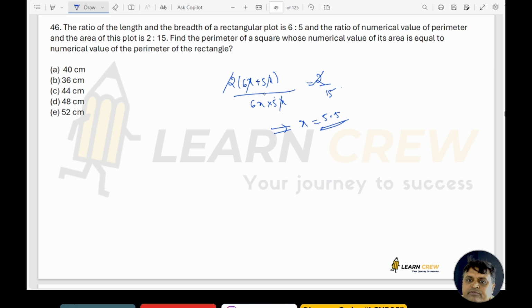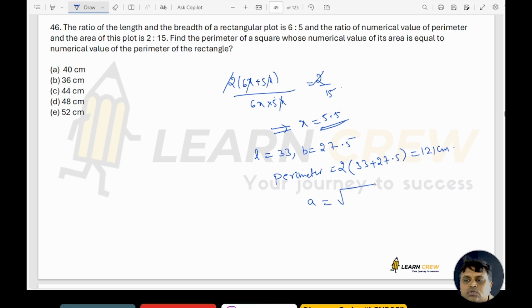If x is 5.5, the length would be 6 into 5.5, which is 33. Breadth would be 5 into 5.5, which is 27.5. Thereby the perimeter. Find the perimeter of the square whose numerical value of its area is equal to the numerical value of the perimeter of the rectangle. What is the perimeter of the rectangle now? 2 into (33 plus 27.5), 2 into 60.5, which is 121 centimeter. Now the side of the square is root over 121, which is 11 centimeter.